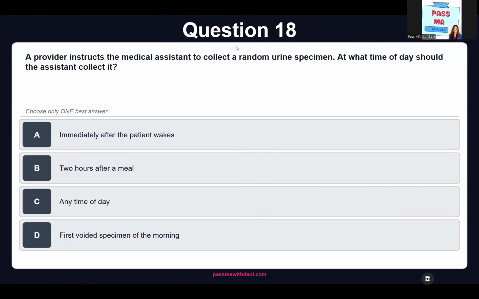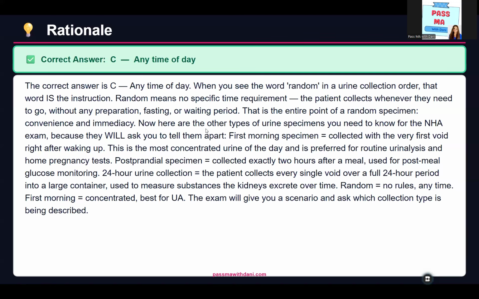Now, there's another word that I want you guys to remember because you're going to see it. Void. To void is to urinate. So if you guys see the term void throughout your exam and on questions, I want you to remember void is to urinate. All right. So for number 18, the answer is C, any time of day.